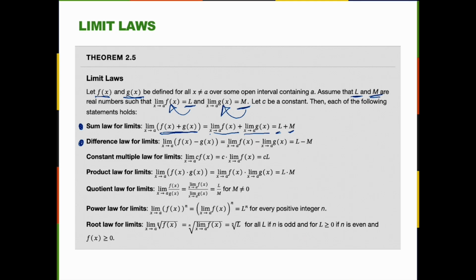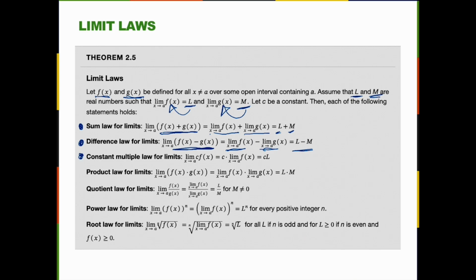The difference law for limits works the same way. To find the limit of one function minus another, we just find the limit of each first and then subtract. So here's our new function that we created by finding f of x minus g of x. And since we know those limits exist individually, I can find the limits individually and just subtract L minus M.